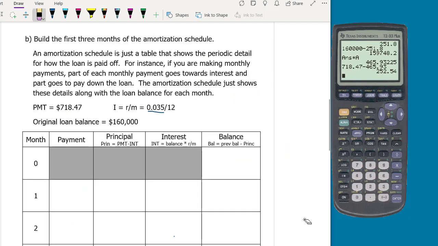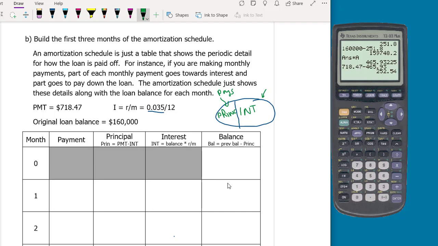So in Part B, what we're going to do is we are going to build the first 3 months of the amortization schedule. So an amortization schedule is just a table that shows the detail for every single month of how that loan is paid off. So for instance, if we are making our payments of $718.47, that payment kind of gets split into 2 parts. We have one part that goes to pay off the interest on our loan, and the other part goes to pay off the principal on our loan. So this part is actually what pays down the loan, and this just pays off the interest, so it's like the fee for having a loan.